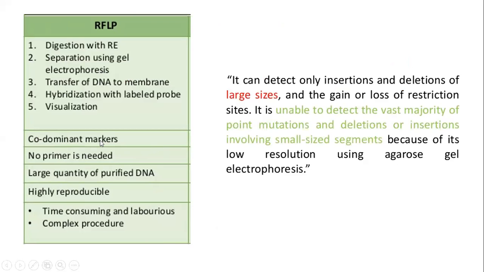In summary, RFLP uses one of these concepts. It's a codominant marker, so it depicts both alleles, and both bands will be there in the gel. It is a non-PCR based method, so no primers are required. As a starting point, you need a large amount of purified genomic DNA in micrograms, tons and tons of DNA, that you need to isolate. The pro is that it's highly reproducible, but the con is that it's very time consuming and very laborious.